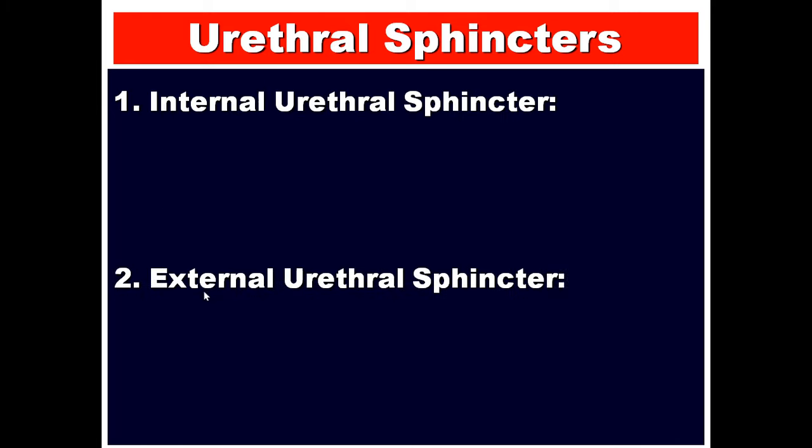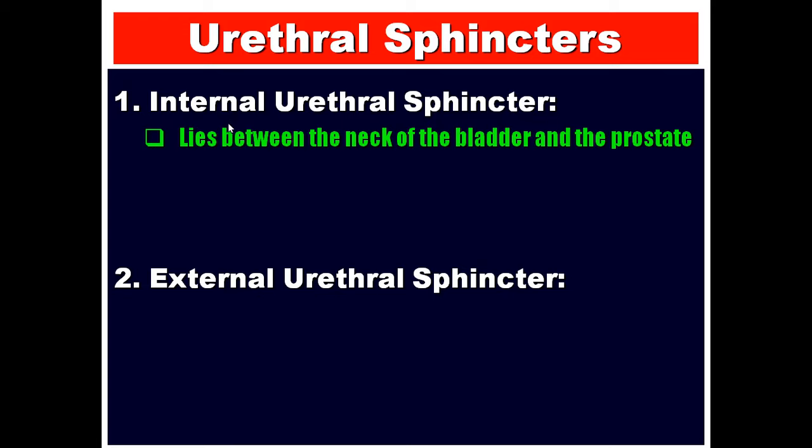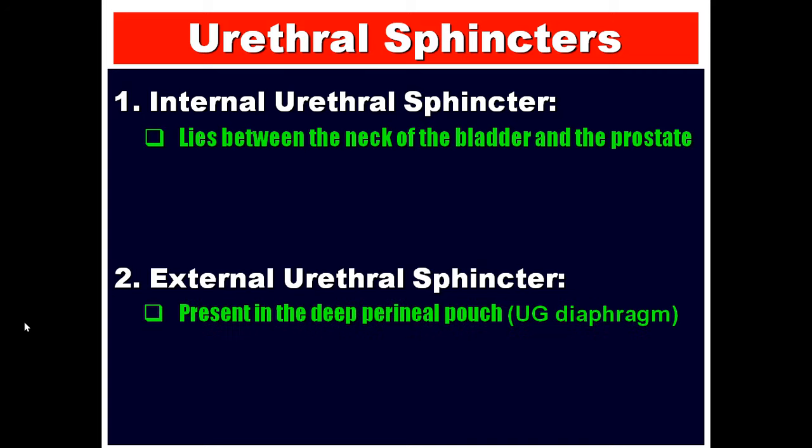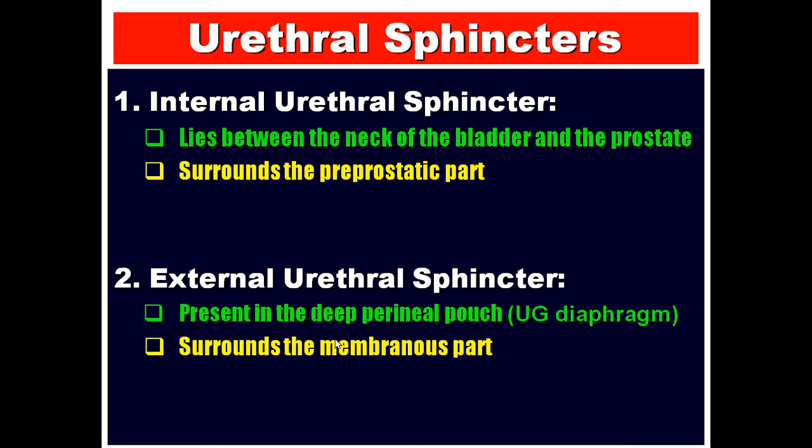Urethral sphincters are two: the internal urethral sphincter and the external urethral sphincter. Where is each one? The internal urethral sphincter lies between the neck of the urinary bladder and the prostate. The external urethral sphincter lies in the deep perineal pouch. The internal urethral sphincter surrounds the pre-prostatic part. The external urethral sphincter surrounds the membranous part.